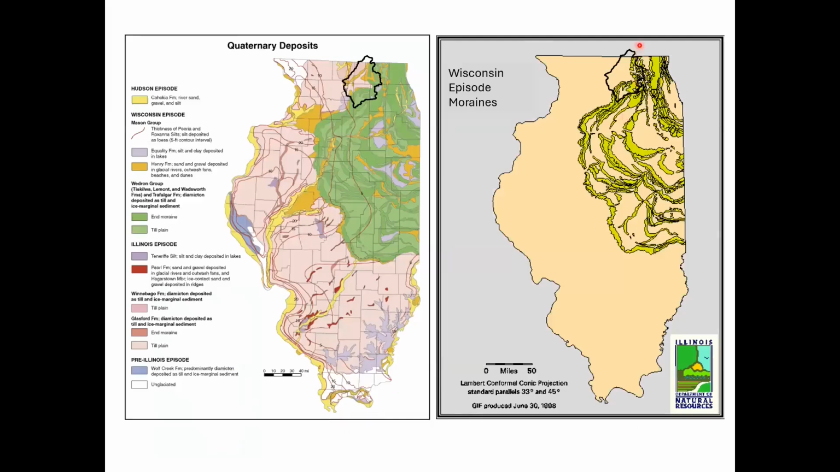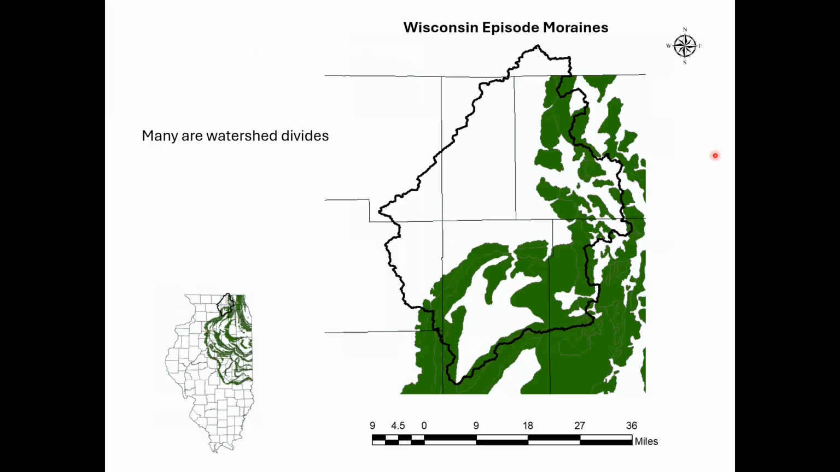The moraines, again, the ridges of till that were formed, are shown on the right here in the green. They would be dark green on the drawing to the left. They don't show up quite as well. Now, what's going to be important about these moraines is many of them are watershed divides.